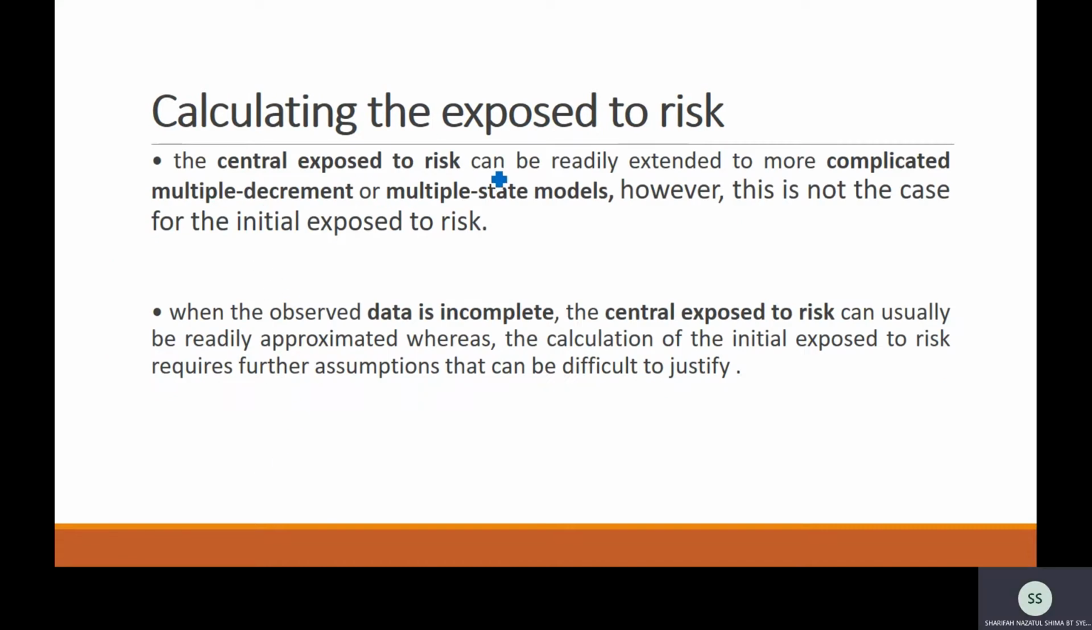The central exposed to risk can be readily extended to more complicated multiple decrement and multiple state models. However, this is not the case for the initial exposed to risk. When the observed data is incomplete, or we have missing data, the central exposed to risk can usually be readily approximated, whereas the calculation of the initial exposed to risk requires further assumptions that can be difficult to justify. So this applies if you have missing data.